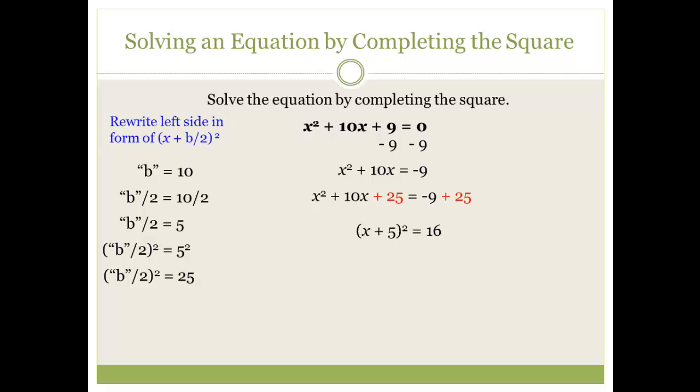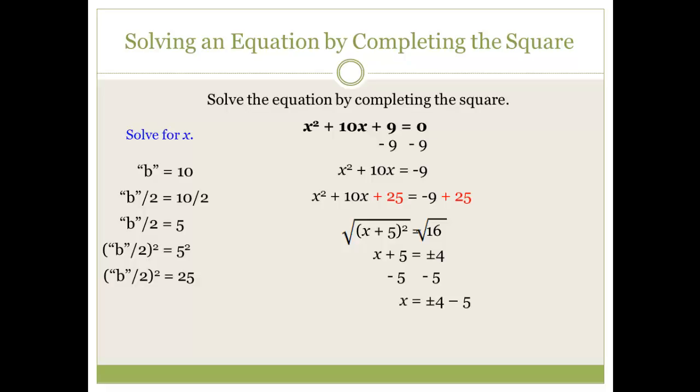We now rewrite the left side of the equation in the form the quantity x plus b over 2, quantity squared. Now, we must solve for x. We take the square root of both sides of the equation to get rid of the square. That leaves us with x plus 5 equals plus or minus 4. Subtract 5 from both sides to isolate x.